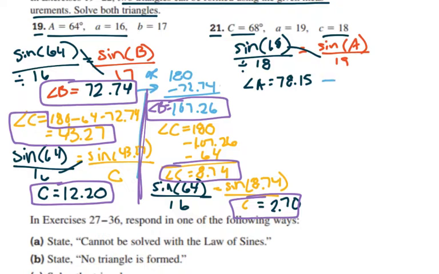But of course the alternate to angle A is going to be 180 minus 78.15. So angle A now is going to be 180 minus 78.15, which is 101.85. And then we have our two cases.